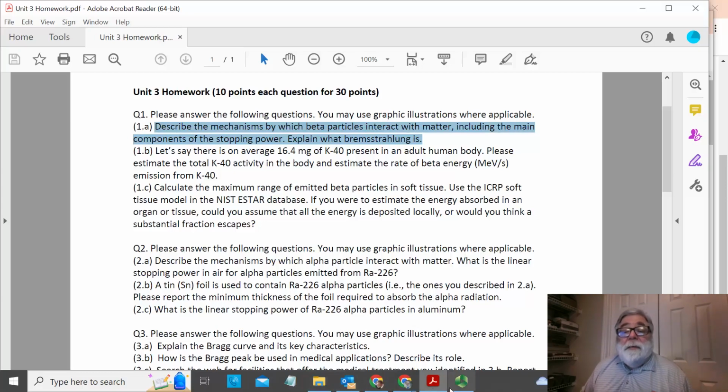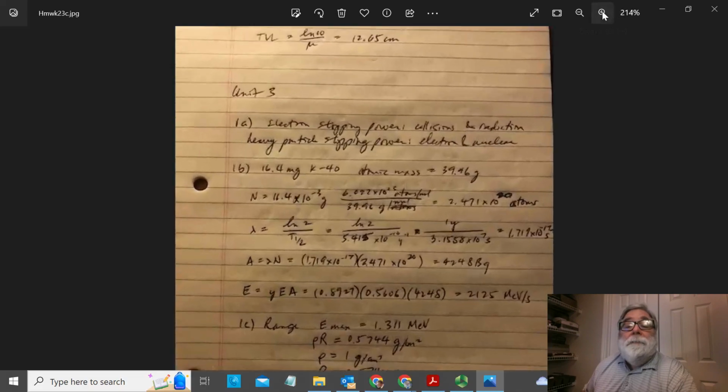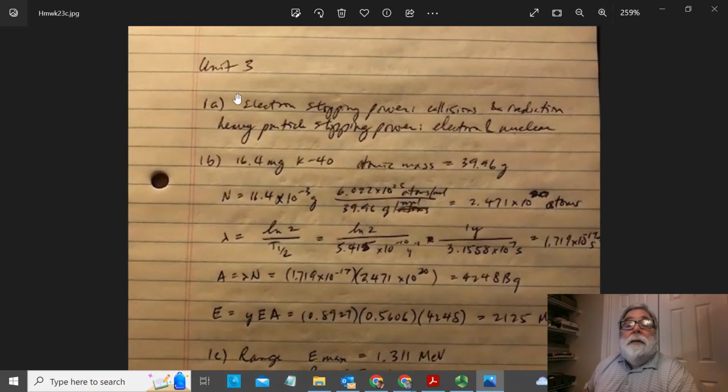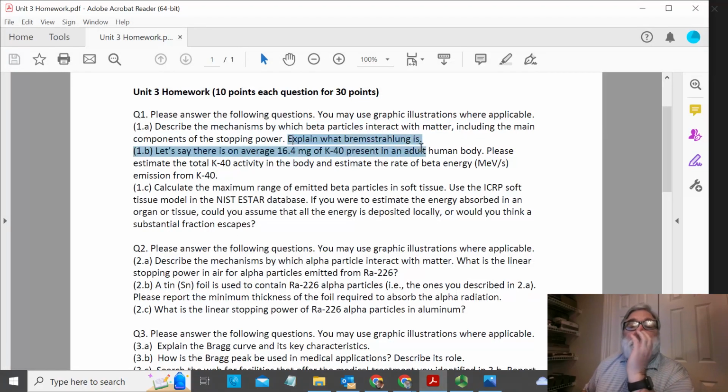power. Okay, let me see what my answer was. Oh, and I probably closed it. So let's go with homework 2 or 3C. So that's my other wrong answer. Let's zoom in. And so there's a collisional stopping power, radiative stopping power. Let's see what the other question is. Explain what bremsstrahlung is. Bremsstrahlung is energy that's emitted as photons because electrons are decelerated in an atomic nucleus.